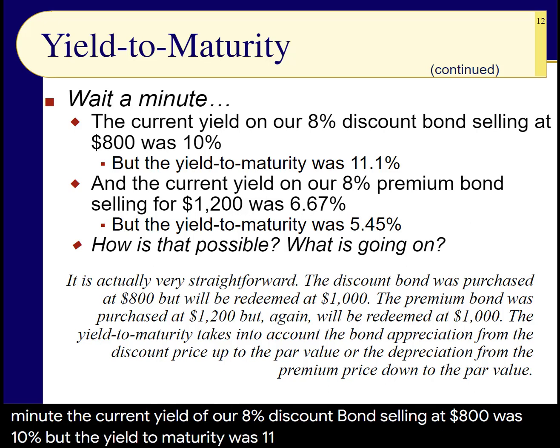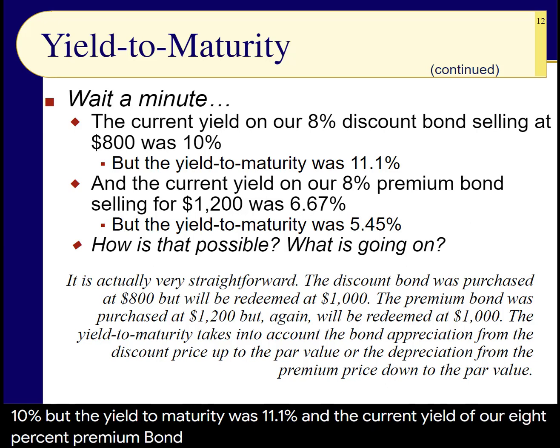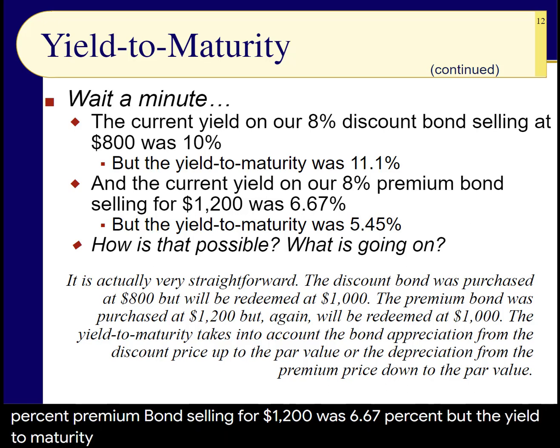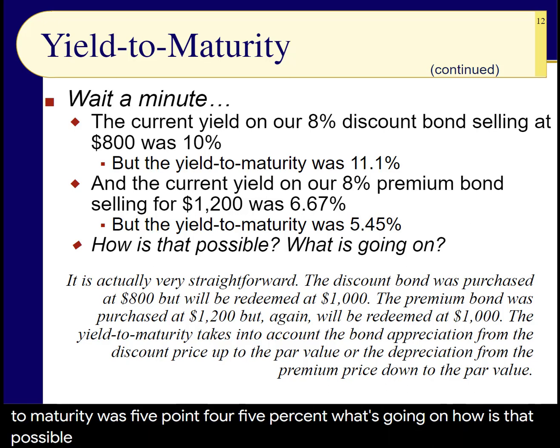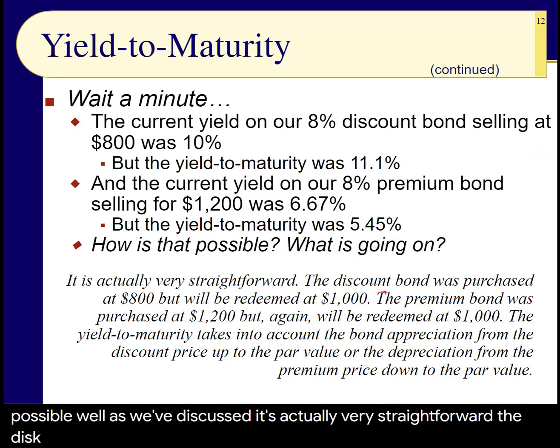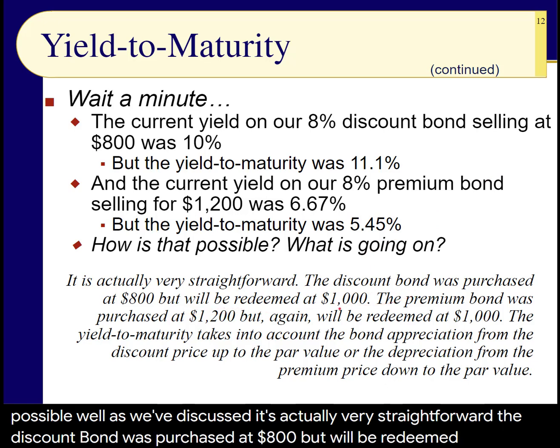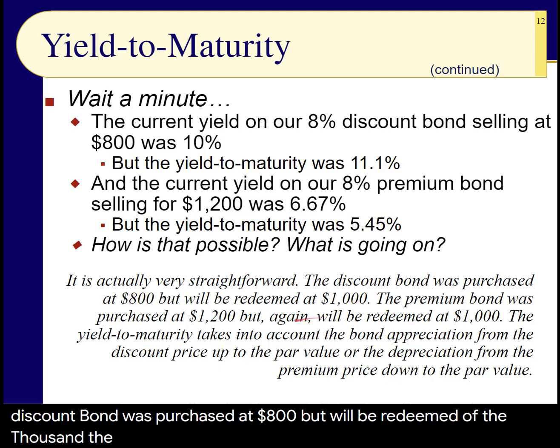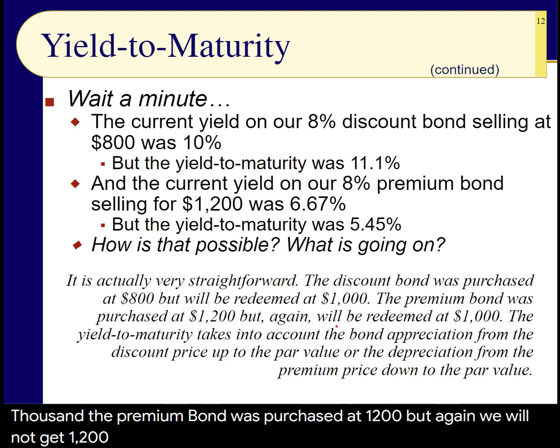Wait a minute. The current yield of our 8% discount bond selling at $800 was 10%, but the yield to maturity was 11.1%. And the current yield of our 8% premium bond selling for $1,200 was 6.67%, but the yield to maturity was 5.45%. What's going on? How is that possible? Well, as we've discussed, it's actually very straightforward. The discount bond was purchased at $800, but will be redeemed at $1,000. The premium bond was purchased at $1,200, but again, we will not get $1,200 when the bond matures. It will be redeemed at $1,000.